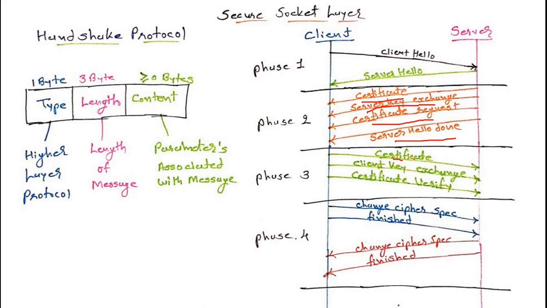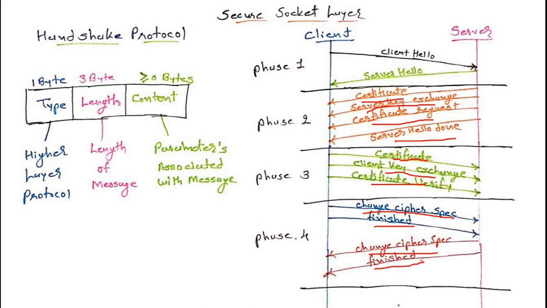So we are responsible to provide these details for the further communication. The client will produce the certificate, client key exchange, and certificate verify. Get it? After verifying these details, communication can take place, and in phase 4, the client will send a change cipher spec and finish the data communication. Same thing, the server will change the cipher spec and finish the communication.